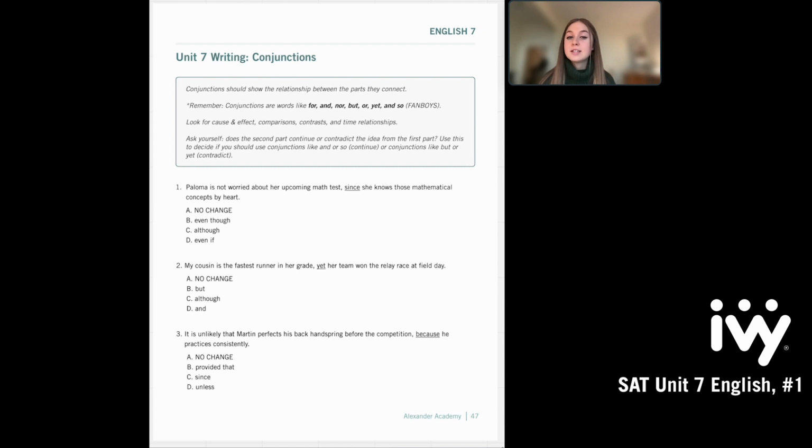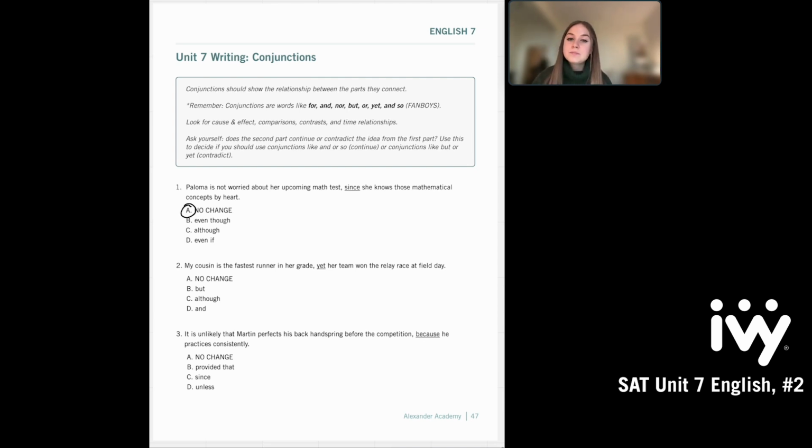Ask yourself, does the second part continue or contradict the idea from the first part? Use this to decide if you should use conjunctions like and, or, so, which continue, or conjunctions like but or yet, which contradict. Number 1, Paloma is not worried about her upcoming math test since she knows those mathematical concepts by heart. In this example, the second part of the sentence continues the idea from the first part, so it makes sense to use the conjunction since.